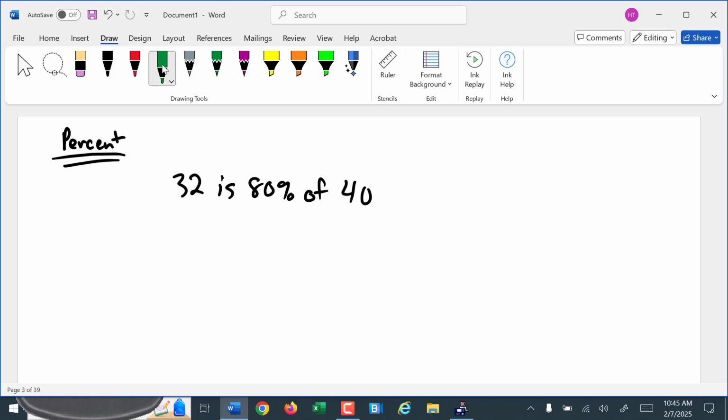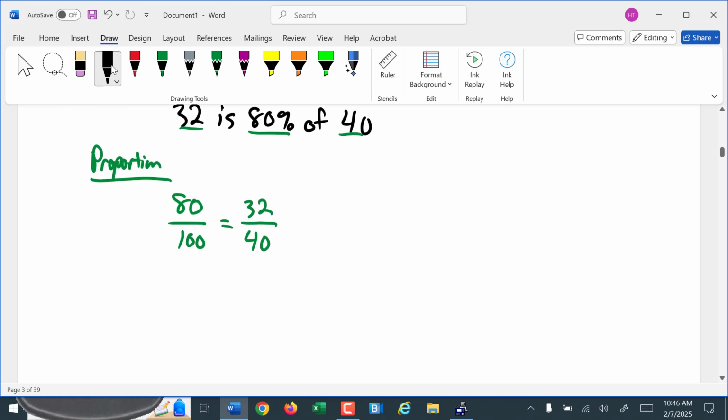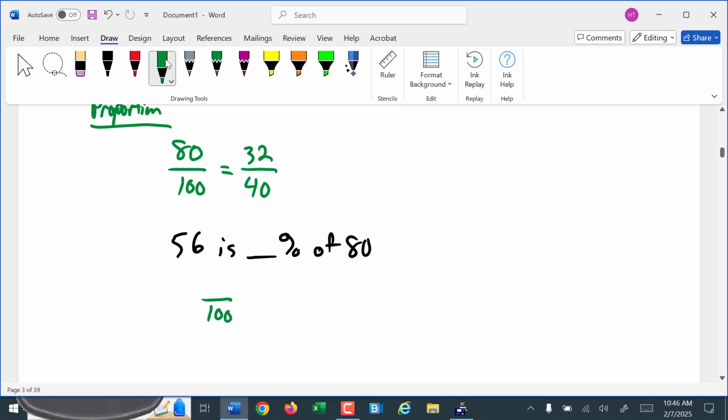The way we would put that into a calculation, there's two ways we could do it. We could use a proportion, which I think usually gives us fewer mistakes, but most people have to use paper to set it up to see where things line up. You start with the percent. 80% means 80 out of 100. 32 out of 40, put the 32 over 40, and then whatever piece is missing, you cross, multiply, and divide. So if this is asking $56 is blank percent of 80, the percent is missing, so it's blank over 100 equals 56 out of 80.